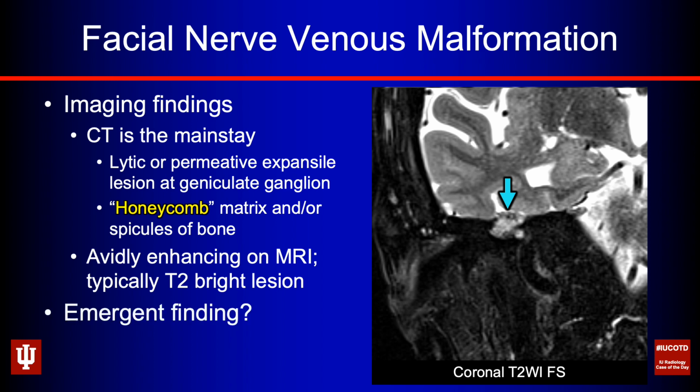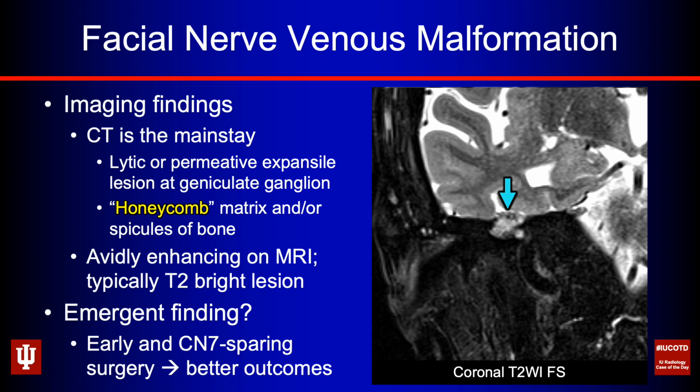But circling back, why is this an emergent finding? Well, the reason is early surgery and cranial nerve 7 sparing surgery tend to have better outcomes in terms of getting their facial nerve function back. So this is emergent in the sense that you need to be able to recognize it. You need to be able to relay that information to the ENTs. That way they can do surgery sooner and hopefully spare more facial nerve function.